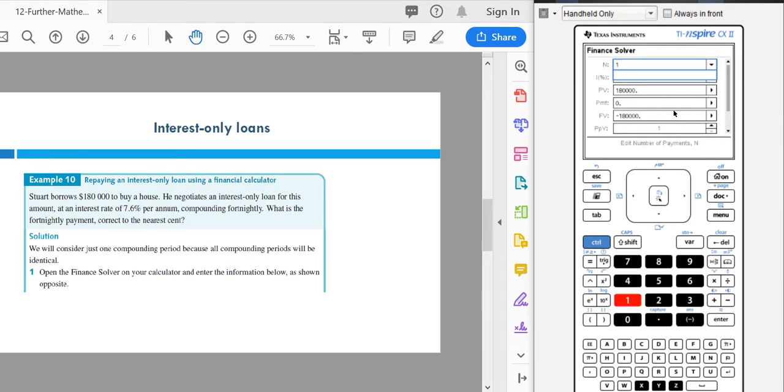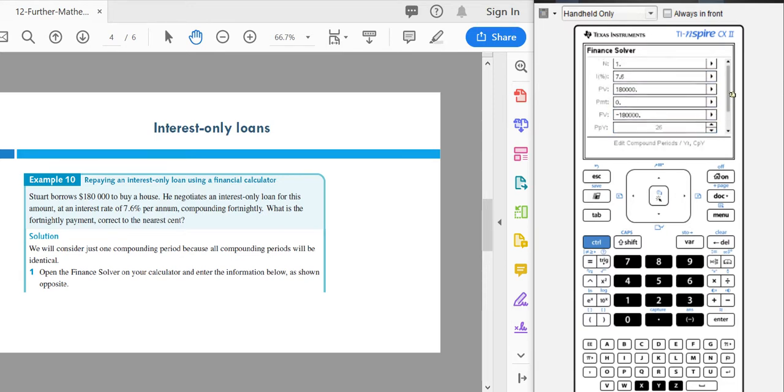And compounding fortnightly, our PPY and CPY. How many fortnights are there in a year? 26 fortnights. So we've got to go down and change our PPY, CPY down in here to 26. Put 26 in there. And then put 26 in there.